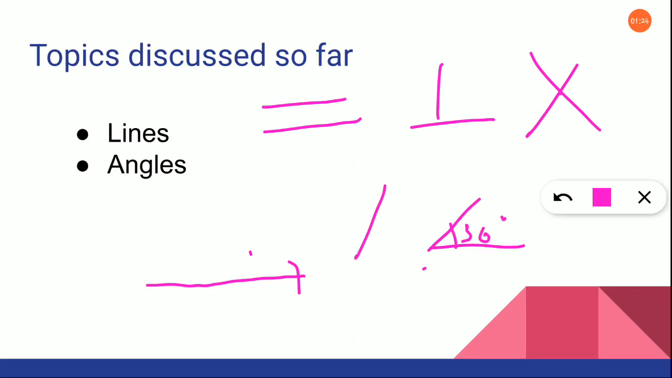So there were different types of angles. One is an acute angle, that is below 90 degrees. And the other angle is right angle. It is exactly 90 degrees. And the next angle is obtuse angle. Obtuse angle will be greater than 90 degrees. And the other one is reflex angle. What is a reflex angle? All the angles that are above 180 are called a reflex angle.